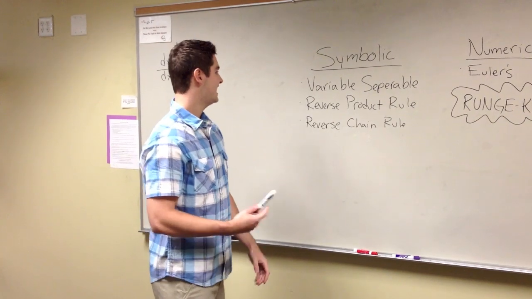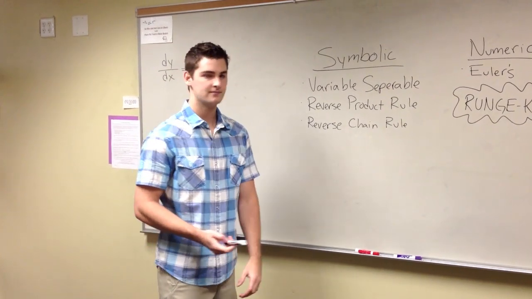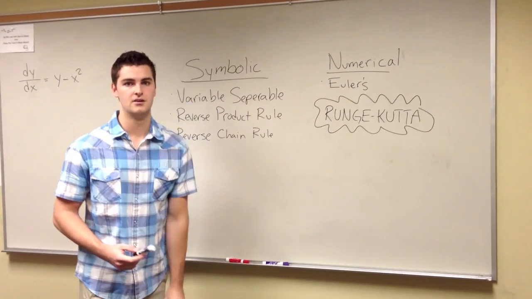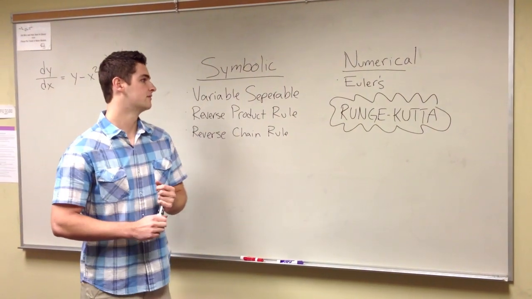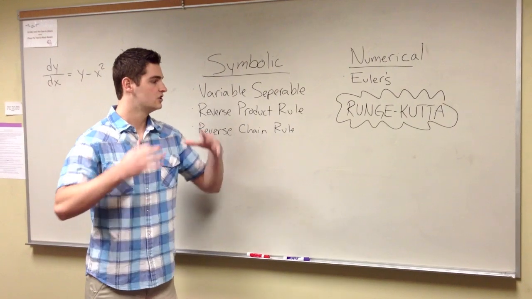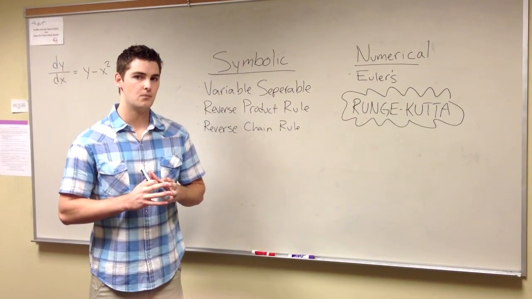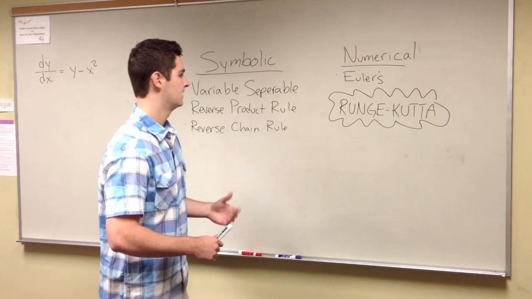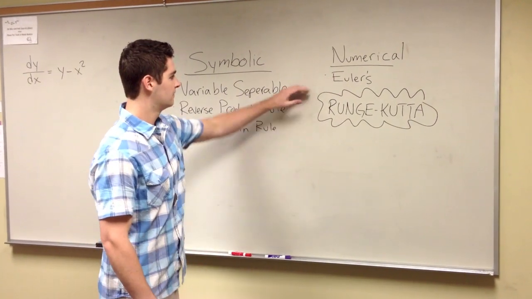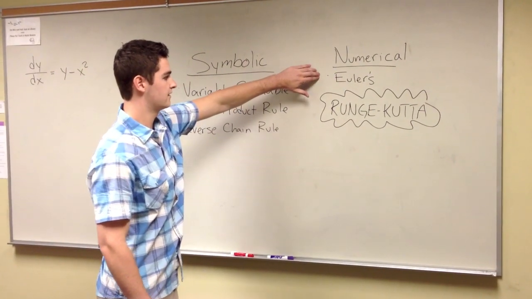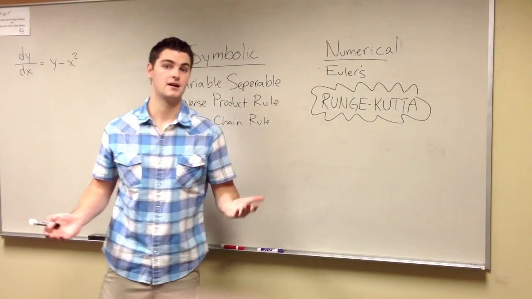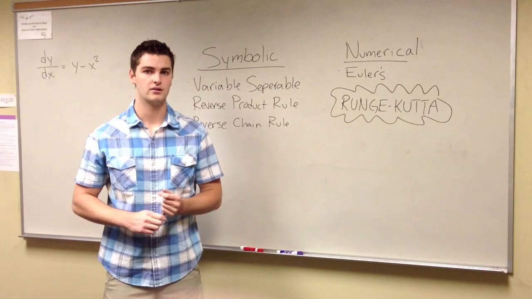And when that gets too complex or we can't do the symbolic method, we want to go over to the numerical, which is less of algebraically changing the derivative and more of a set procedure for finding y and constructing that. The first one we had was Euler's method, and the one we're going to go over today is Runge-Kutta, which is basically a modified Euler's method.